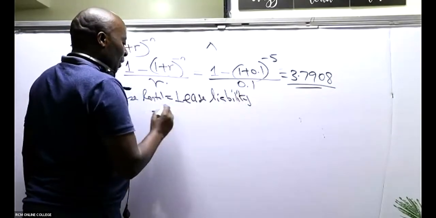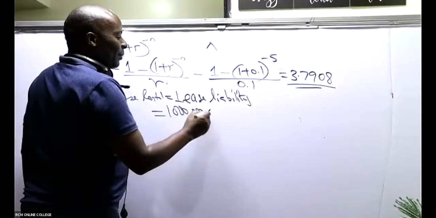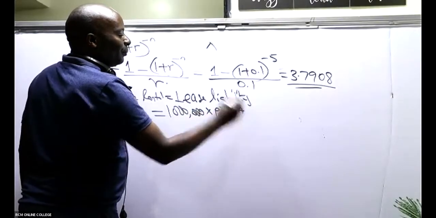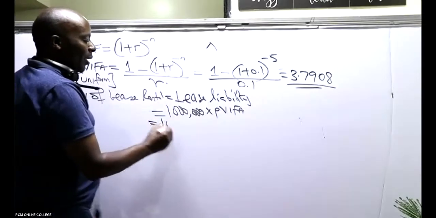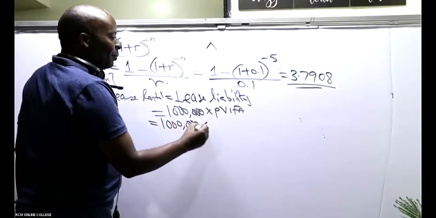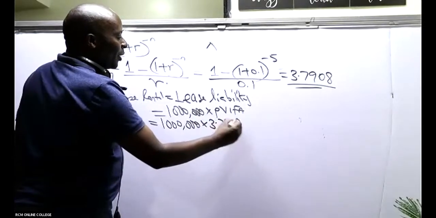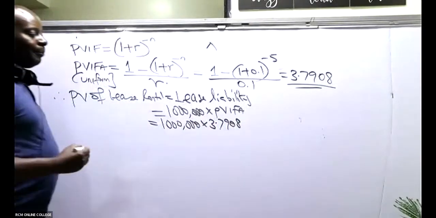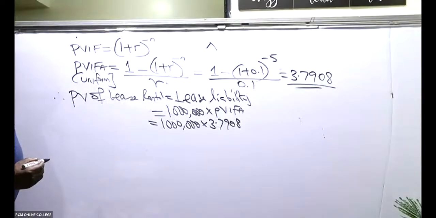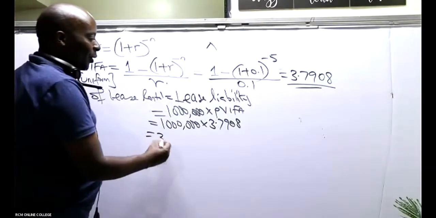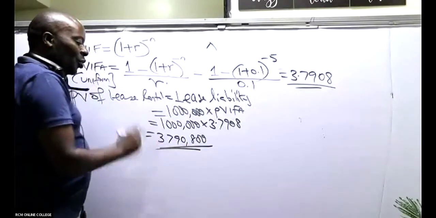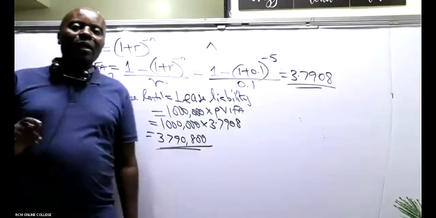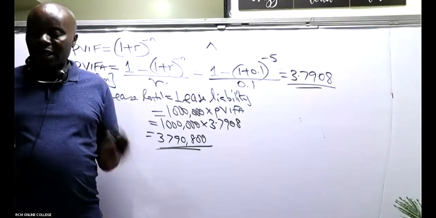will be equal to the annuity of $1 million times the PVIF. So this will be $1 million, which you are paying every year, times the PVIF of 3.7908. Which will be the same as what here? 3,790,800 Kenya shillings. So this is what we owe this gentleman, the landlord, in total, having discounted.